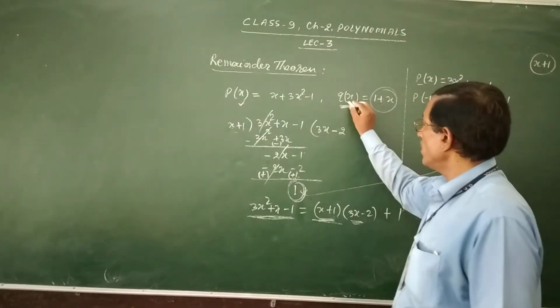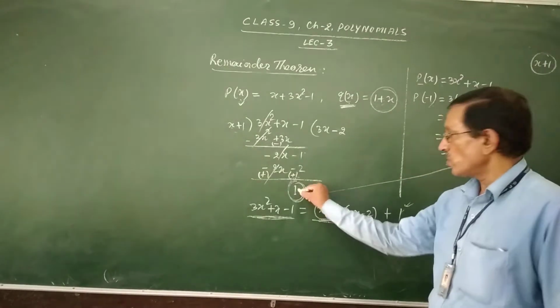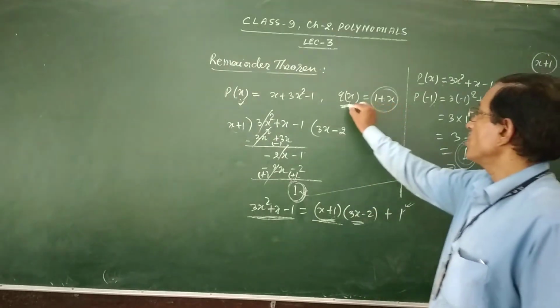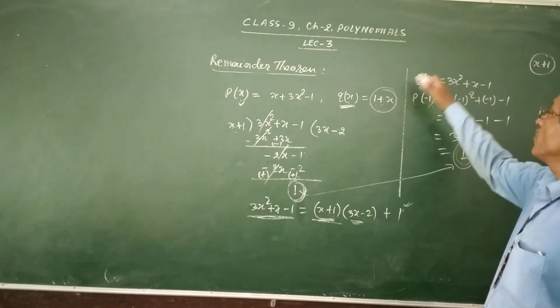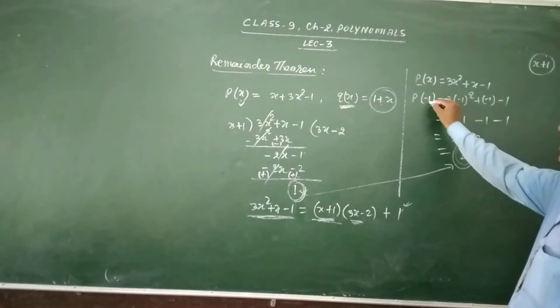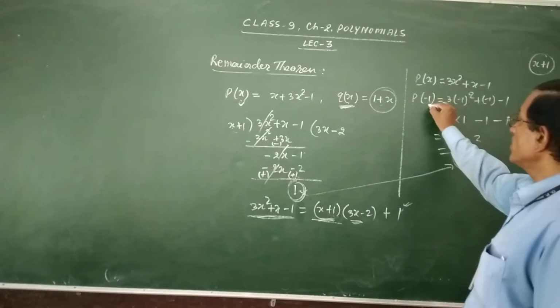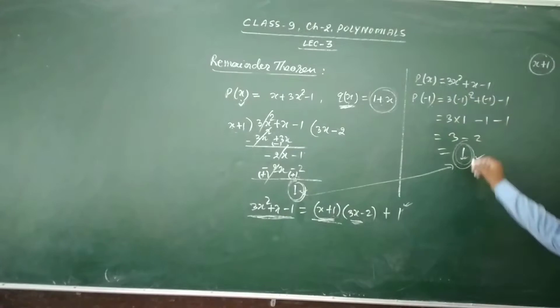If this polynomial is divided by this polynomial and the remainder is not 0, then we say this is not a factor of this. So by finding the remainder we use the short process p of minus 1, and where does minus 1 come from? Minus 1 is the 0 of this polynomial, that is the 0 of q(x). So this is known as the remainder theorem.